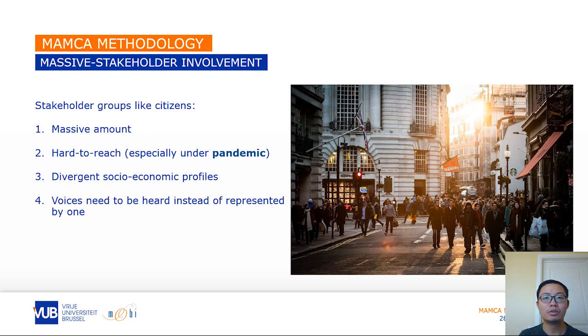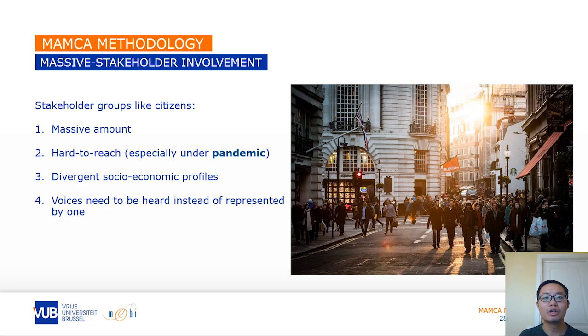Still, for some stakeholder groups, this participation framework is not well suited, especially when there are stakeholder groups like citizens. This kind of group could have a massive amount of stakeholders. It is important to collect more profiles from the group. The opinions from the groups need to be heard as much as possible, as it is considered a way to reduce uncertainty and to improve the democratic legitimacy of those processes. Because the stakeholders in the group normally have different socio-economic statuses, which is SES, the different voices need to be heard, instead of only represented by one or a limited amount during the evaluation.